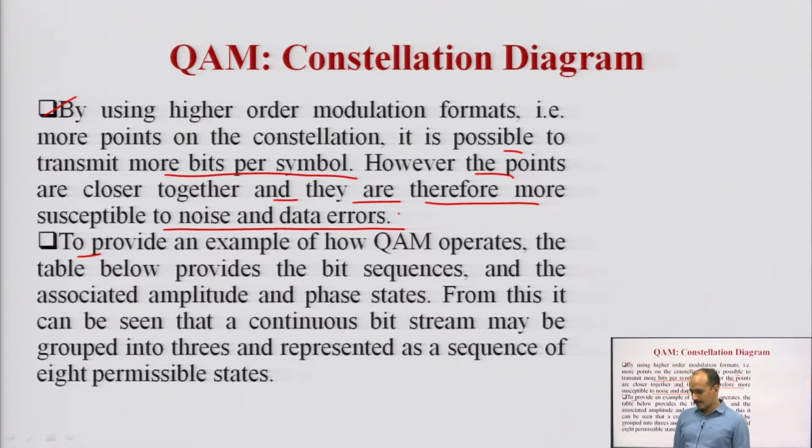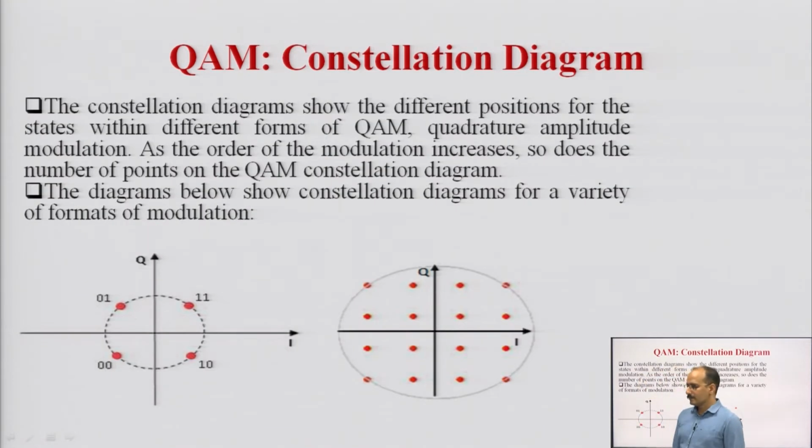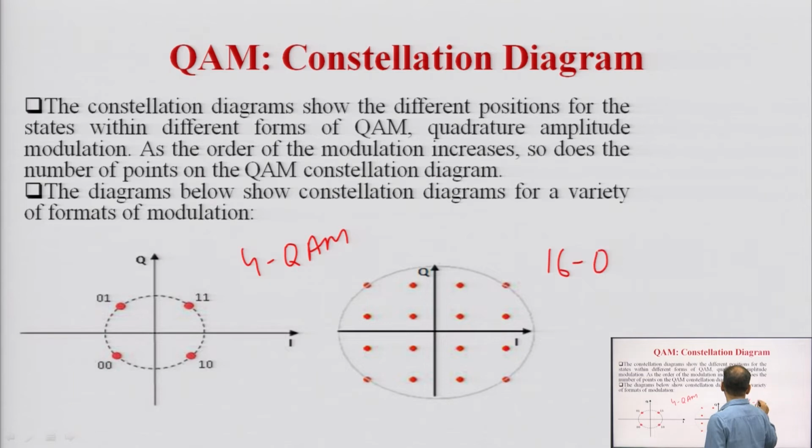So, you can see here in the constellation diagram, this is a 4 QAM constellation diagram, and this is a 16 QAM constellation diagram. The constellation diagram shows the different positions for the states within different forms of quadrature amplitude modulation, and as the order of the modulation increases, so does the number of points on the QAM constellation diagram. So, this is the variety of modulation, 4 QAM and 16 QAM.